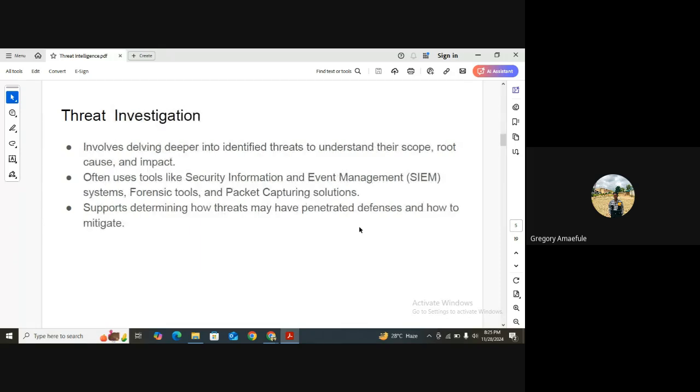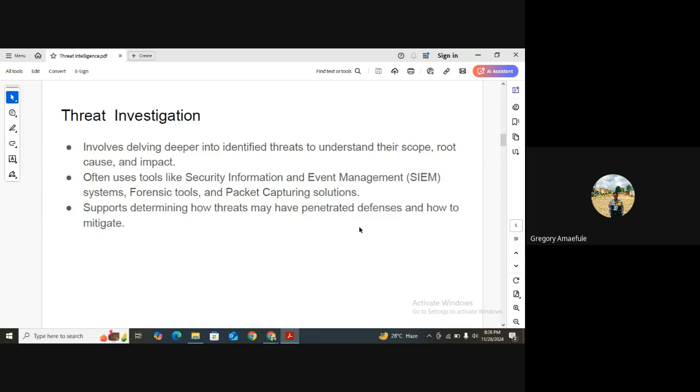So the next subdomain of threat intelligence is threat investigation. This one usually occurs after a breach has happened or during an incident. Threat analysis usually occurs before you're even attacked. So doing threat analysis, you're trying to understand how exposed your company is. But during threat investigation, either you're currently under attack or you've already been attacked. And so during threat investigation, you're trying to dig deeper into threats to try to understand the scope. That's how wide the threat penetrated.